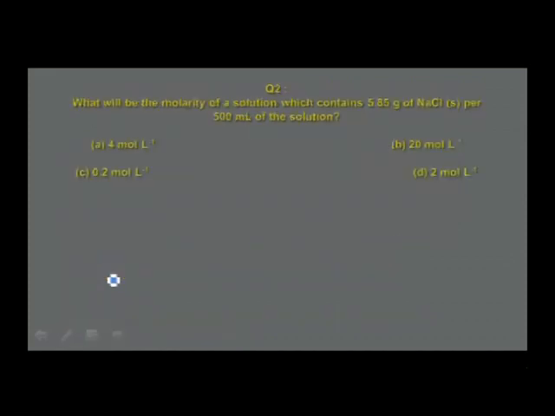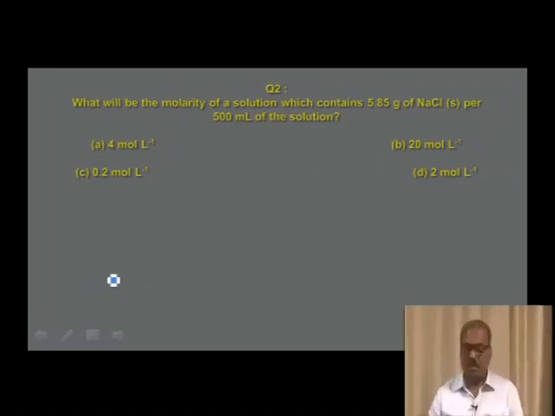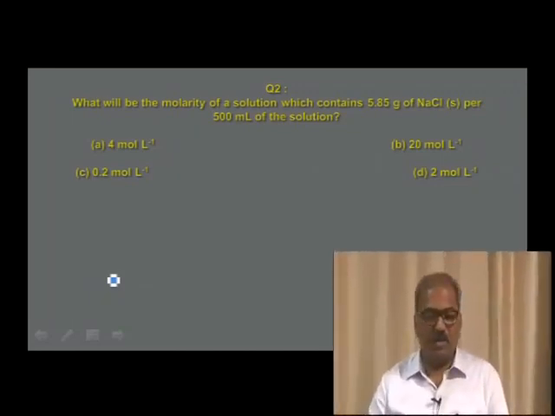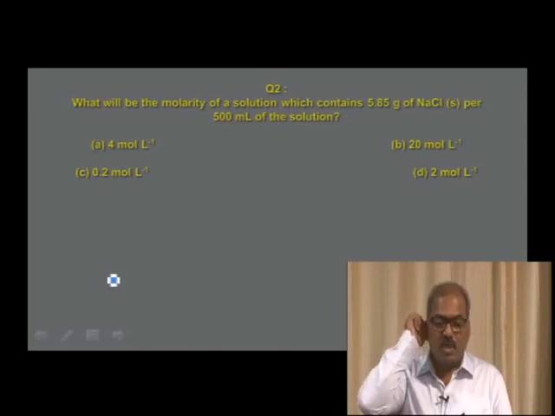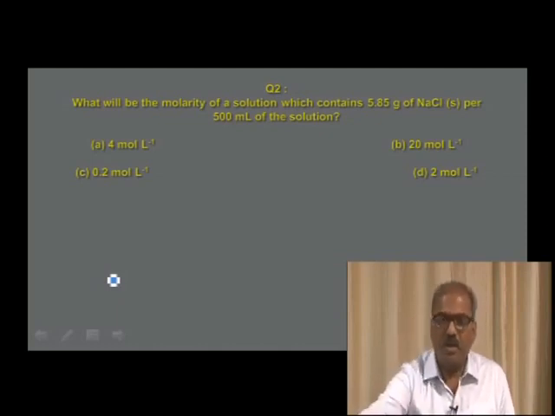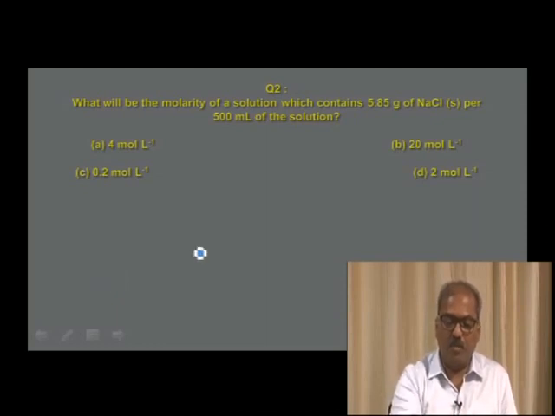The next question. What will be the molarity of a solution which contains 5.85 grams of sodium chloride per 500 ml of the solution? Options given: A 4 mole per liter, B 20 mole per liter, C 0.2 mole per liter, and option D 2 mole per liter. The question is on molarity. Molarity can be calculated by the formula M = nB / V(L).